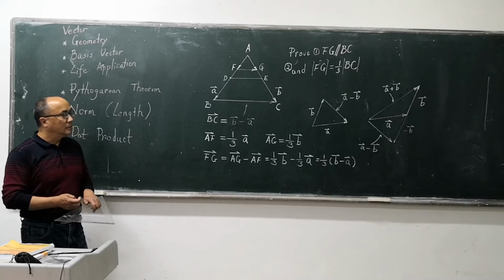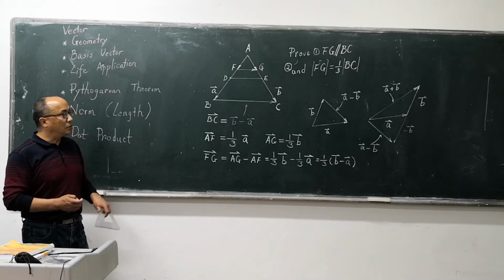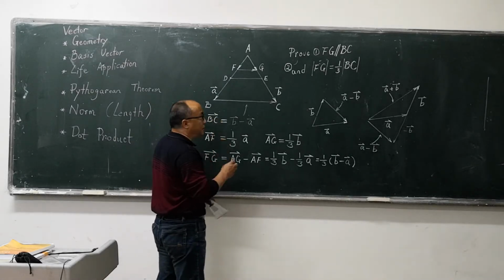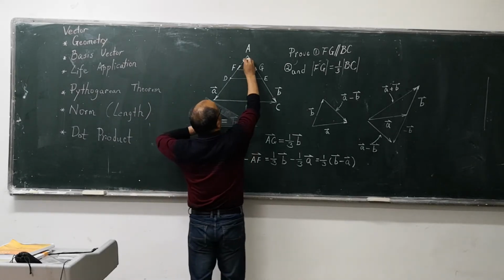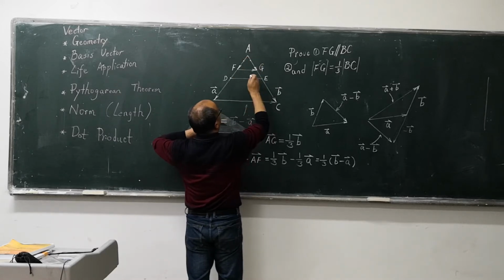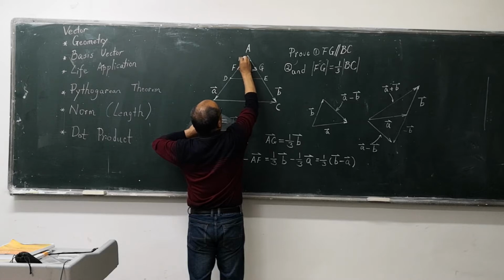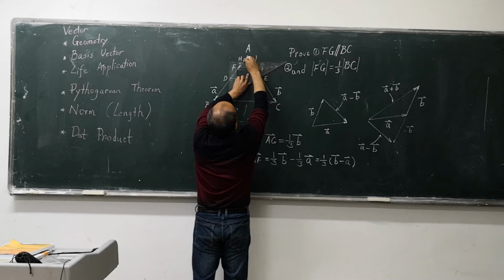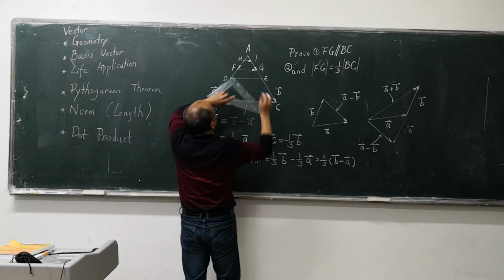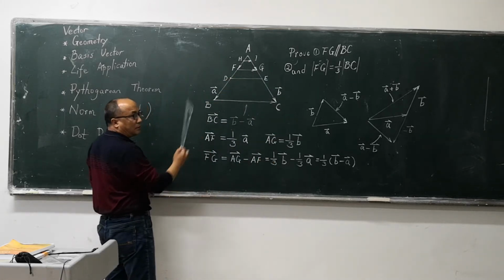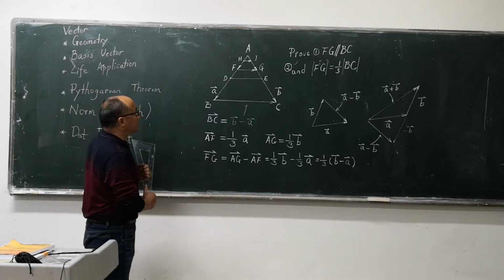Can we do it for another one? If it's a 1/5 point, let's say, HI. Can you prove that HI is parallel to BC? Do it on your notebook.